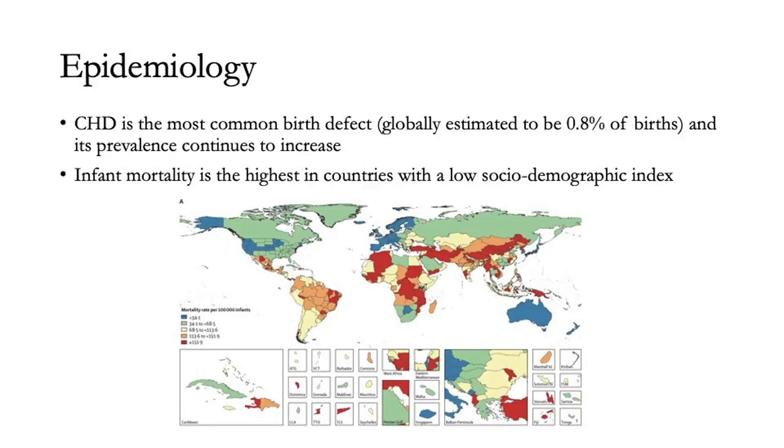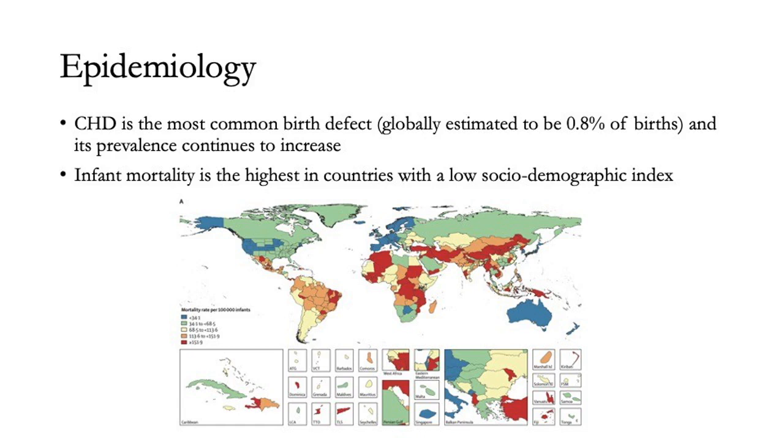Epidemiology. CHD is the most common birth defect and is globally estimated to be 0.8% of births. Its prevalence continues to increase. The survival rate to adulthood of children operated on for congenital heart defects is on average 80% for complex heart disease and at least 98% for simple cases.